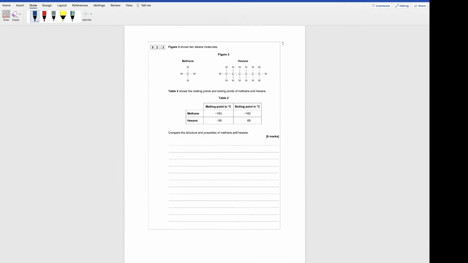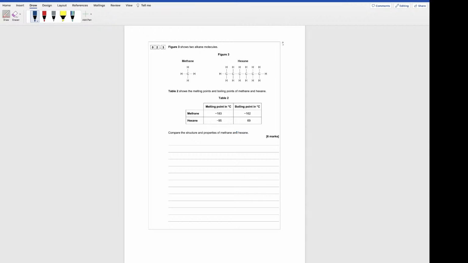Six marker now. Well, when you see a 6 marker, do not get put off just by the fact that there's a lot of information and there's 6 marks and a lot of lines. Just try and add something. You'd be surprised at how many marks you can pick up by just bullet pointing some very simple statements. So this one says, figure 3 shows 2 alkane molecules, methane and hexane. Table 2 shows the melting and boiling points of methane and hexane. Compare the structure and properties of methane and hexane.